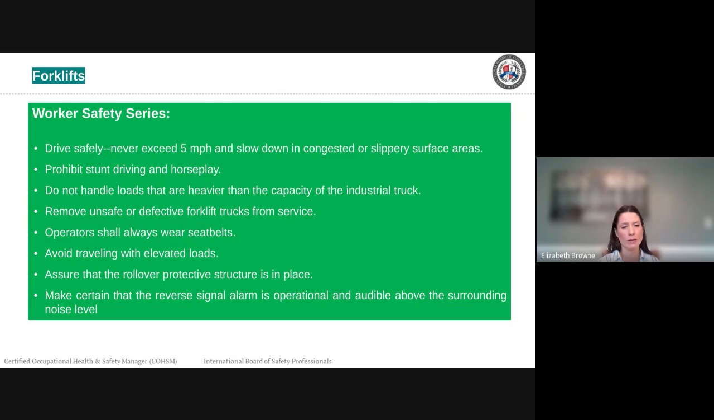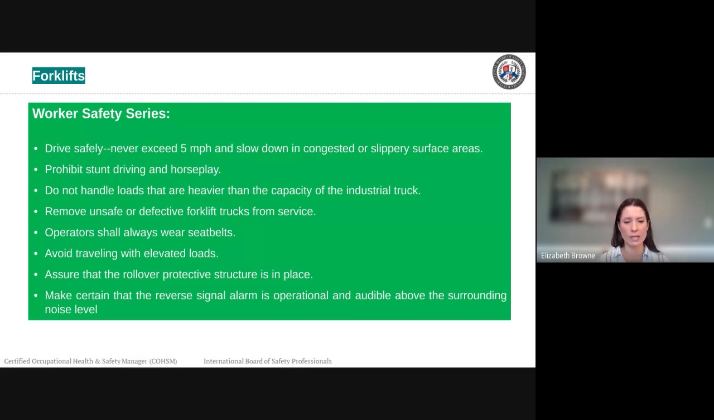Workers should be trained to drive safely and never exceed 5 miles an hour, slow down in congested areas, and also go very slowly and be aware of slippery surface areas. Stunt driving and horseplay should be prohibited. Forklift drivers should never handle loads that are heavier than the capacity of the industrial truck. Any unsafe or defective forklifts should be removed and tagged out of service, and should be addressed and repaired by either your maintenance department or a contracted forklift repair company.